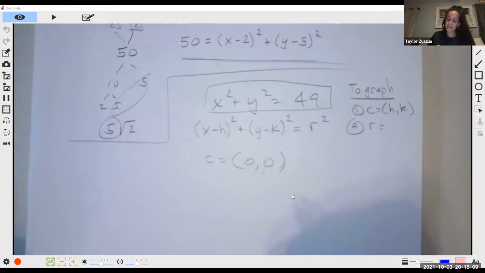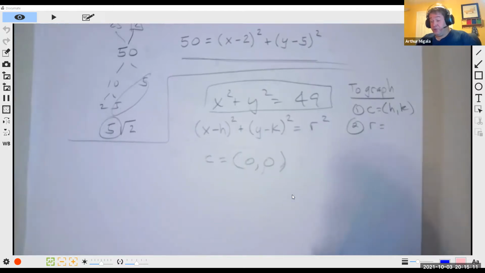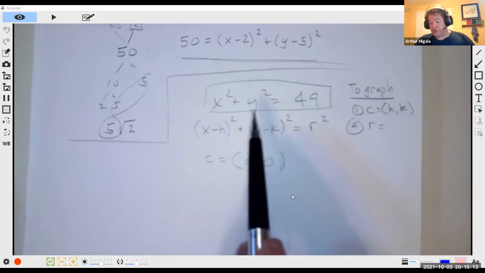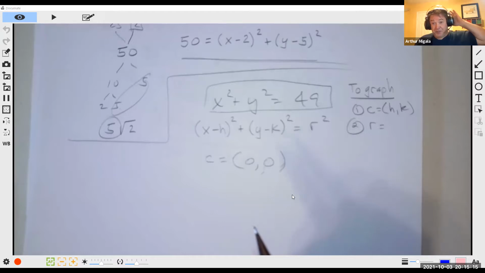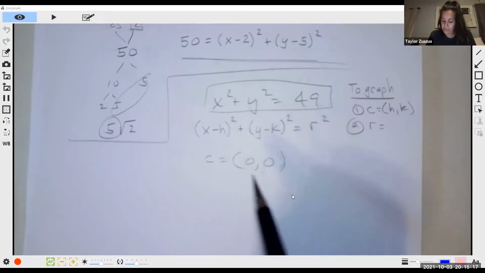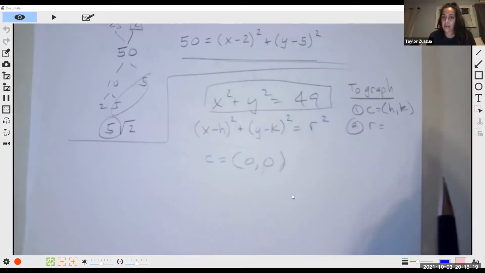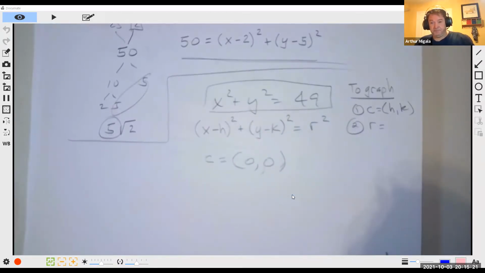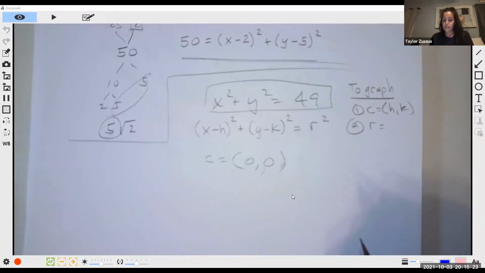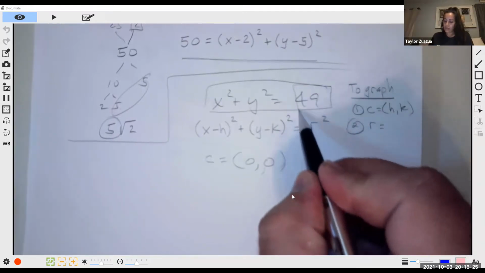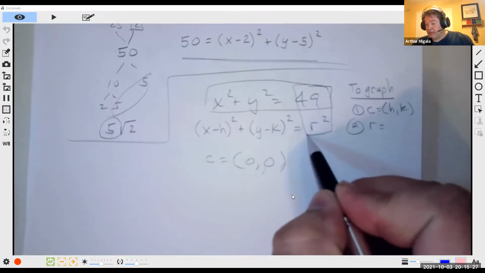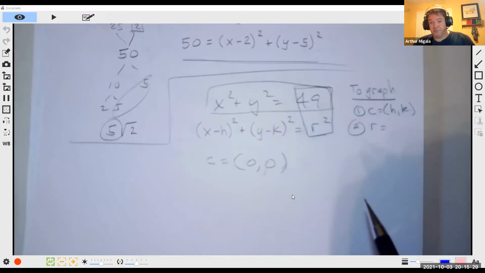God, I don't feel so smart right now. No, that's because a lot of people say, well, there's nothing there, so I don't know what it is, because there's no plus or minus. If it's 0, there's nothing there. Oh, okay. So that's our center.